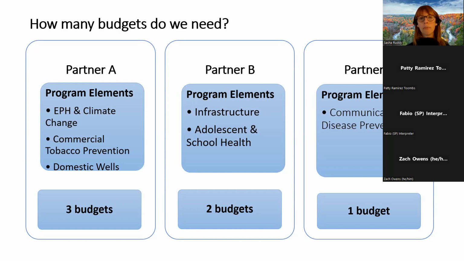The middle column is partner B, and for program elements, we see infrastructure and adolescent and school health. So we would need two separate budgets. And then the last column all the way to the right is partner C, and we can see that they are only funded under communicable disease prevention. So that would be one program element, so we would only need to see one budget.